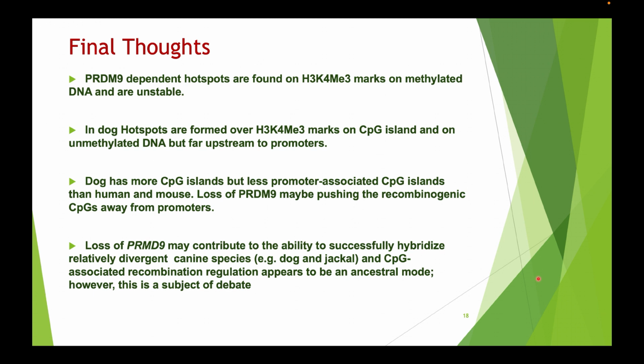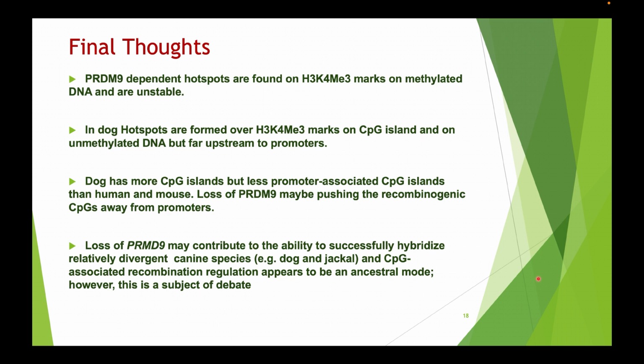One more thing I want to add here: a dog has approximately two to three fold higher number of CpG islands than mouse and human. And when we compare promoter-associated CpG islands, they are much less than in human and mice, especially near essential and highly expressed genes.